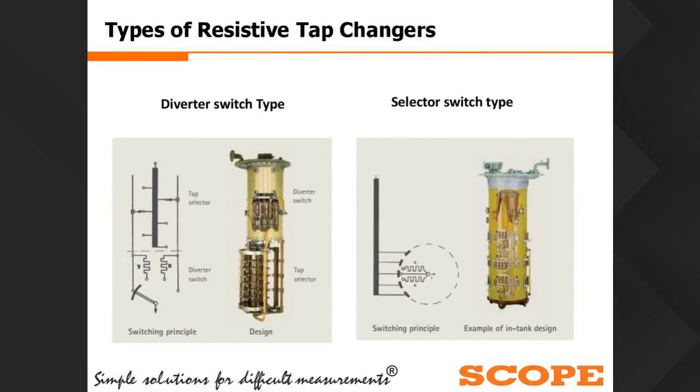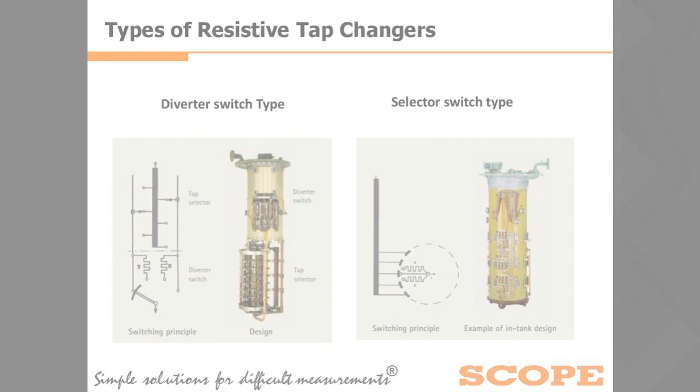Now we will see that there are two types of resistive tap changers. The first one is the diverter switch tap changer and the second is the selector switch tap changer. The difference between them is that in the diverter switch type there are two parts. Here you can see this is the tap selector, and the second one is the diverter switch.